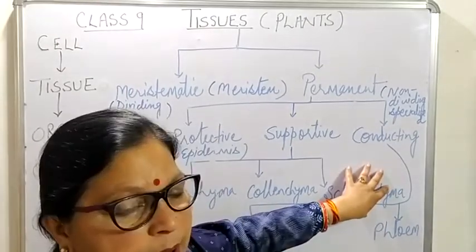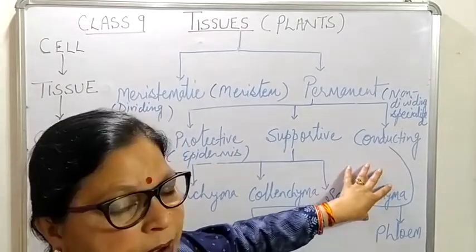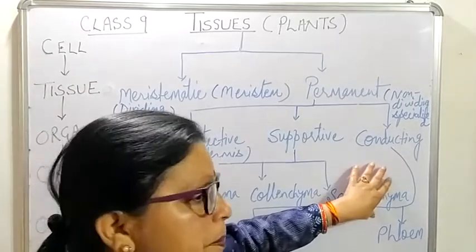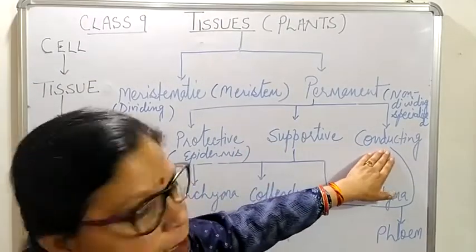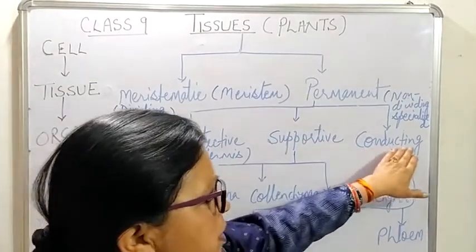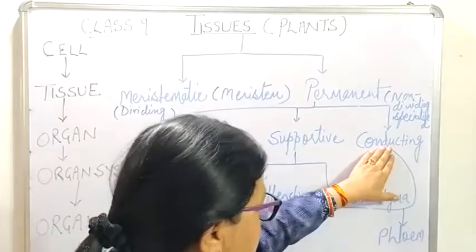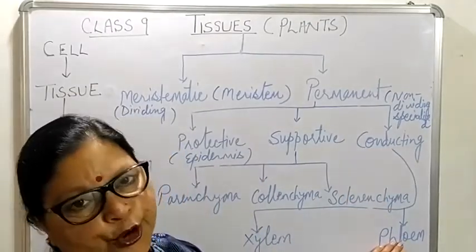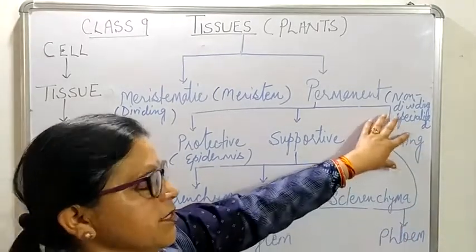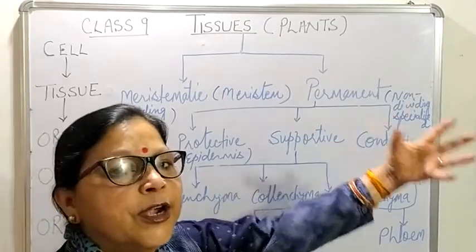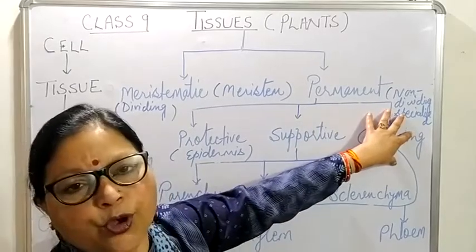These sclerenchyma help in mechanical function. That means they will be providing mechanical support to the plant part. So, these are three types of supportive tissue. And finally, conducting tissues. As the name indicates, conducting means they help in conduction, transport. These conducting tissues are xylem and phloem. Xylem is tissue, phloem is also tissue, and these are complex because they are made up of more than one type of cells. Protective is simple tissue and conducting is complex tissue.